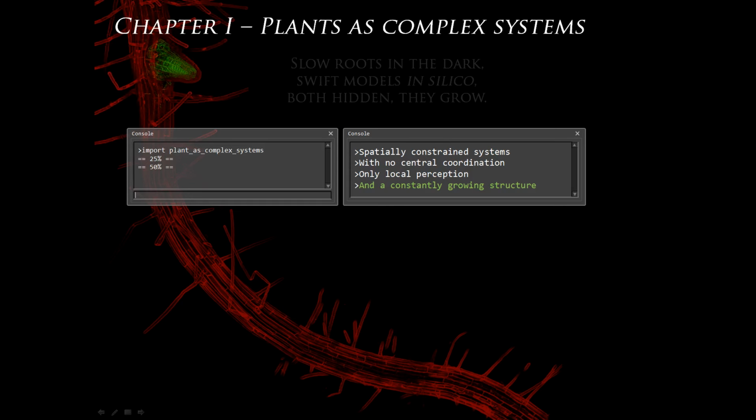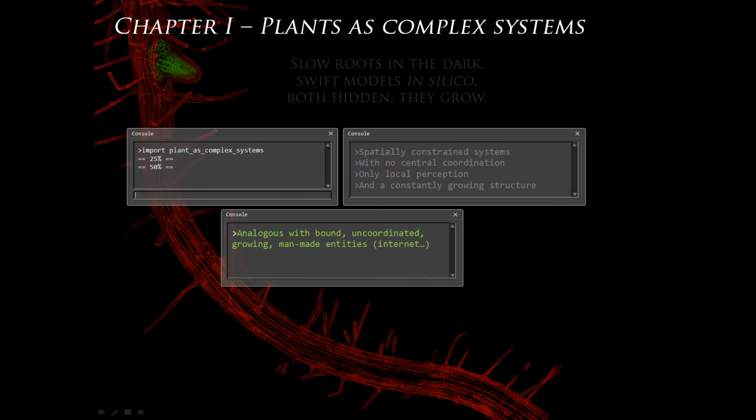actually exhibit a very interesting property, which is a constantly growing structure. And this basically makes it kind of analogous with other bound, coordinated, growing, maybe man-made entities such as the internet, for example. And there is, from a theoretical point of view, a very strong incentive to study analogous systems, to understand them better. So it may be worth it to look a little bit more in detail at plant systems.